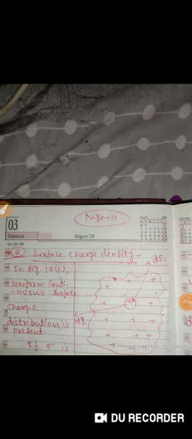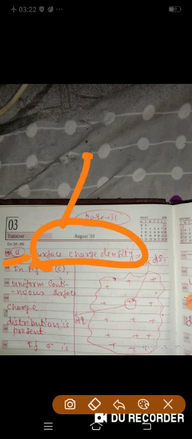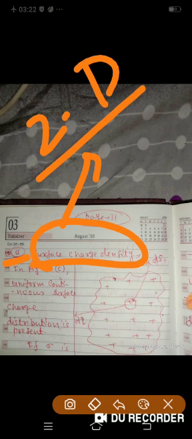I am going further to the next page. What is this heading? Surface charge density. It represents two-dimensional continuous charge distribution, not discrete. I am telling you, in this heading we are discussing only the continuous charge distribution. What is continuous charge distribution? I told you so many times in this video.